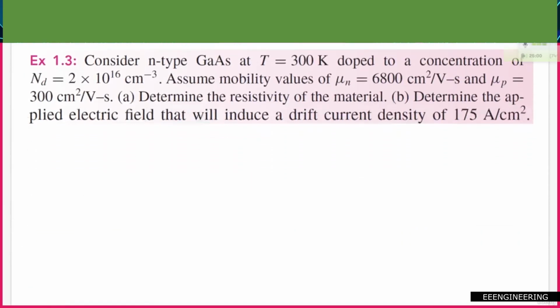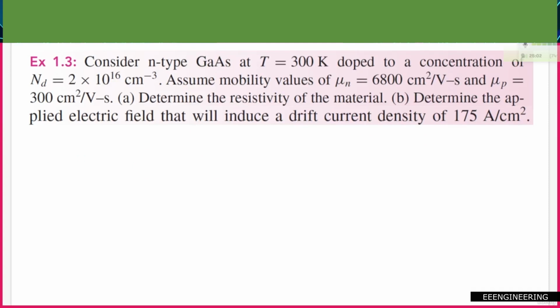And let's move on to example 2, which is right in here. This time we are asked to consider an N-type gallium arsenide at T equal to 300 K, which is doped to a concentration of Nd 2 times 10 to 16. And also notice that this time again we have a donor concentration. Assume mobility values of electron and holes are given. Determine the resistivity of the material.